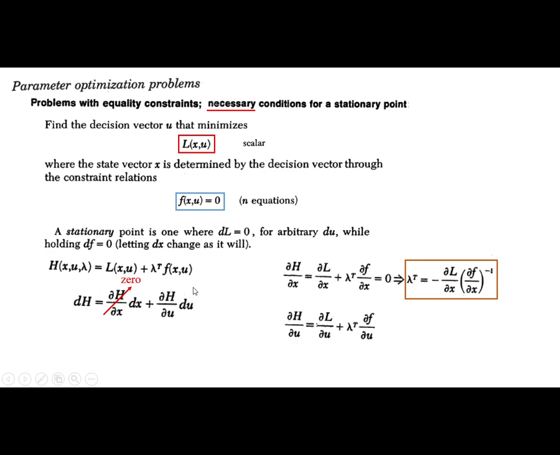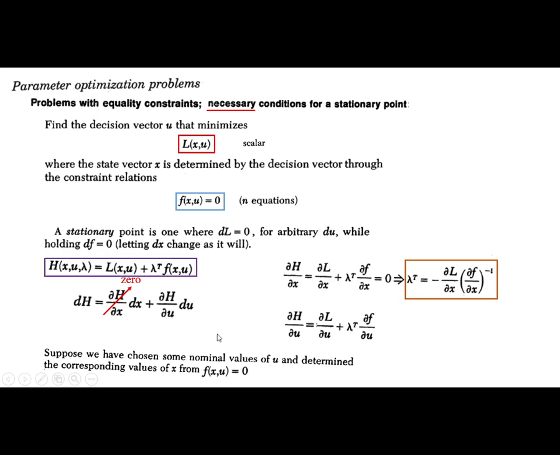Now let us introduce another required point for our central problem. Suppose we have found some initial values for decision vector u, such that the constraint f of x and u is satisfied. At this point, and from the equation of the capital H, we can have L equal to H. This will give the following relation, as well.